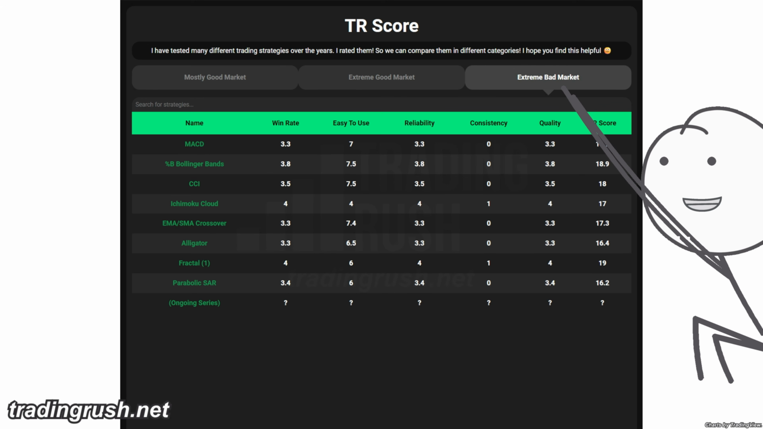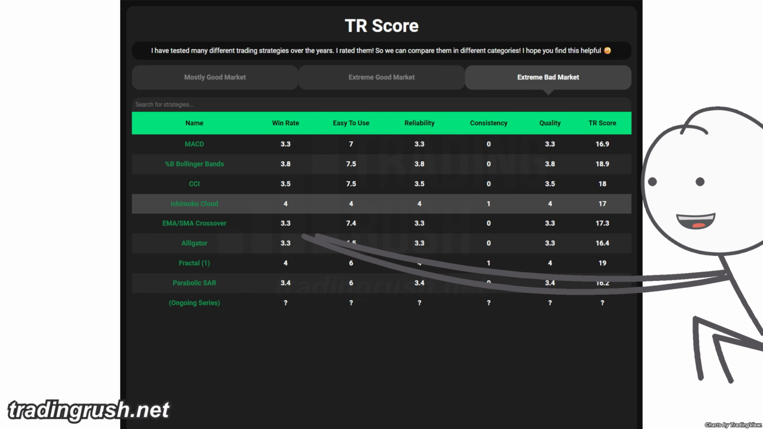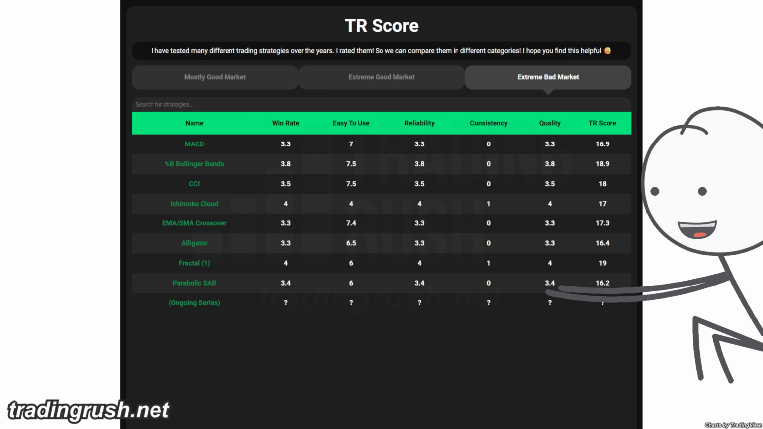In the extremely bad market, the Parabolic SAR gets a 3.4 out of 10 in the win rate category. It couldn't even get a break-even win rate, unlike some of the other good trading strategies. The easy-to-use score stays the same at 6 out of 10. The reliability score and the quality of trade score are both 3.4 out of 10. Since it didn't make any profit, it gets a 0 out of 10 in the consistency of profit category. This brings the TR score in the extremely bad market to 16.2. That is the lowest score we have seen so far in a bad market.